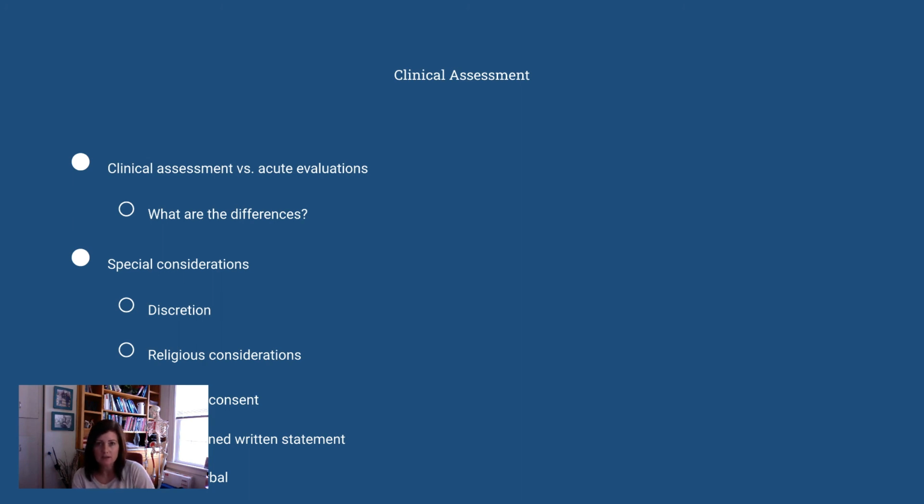Obviously, informed consent is always important, so we're always going to have a consent to treat. If it's an acute type of situation, then consent is implied, and you would obtain informed consent at a later date in the clinic as well if you're going to continue with treatment there too.